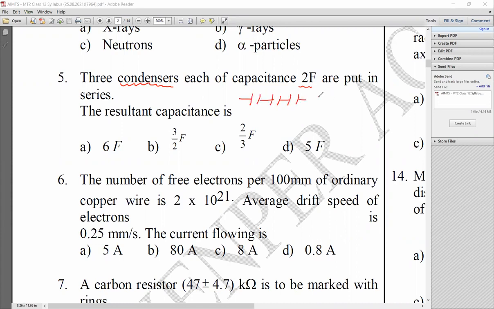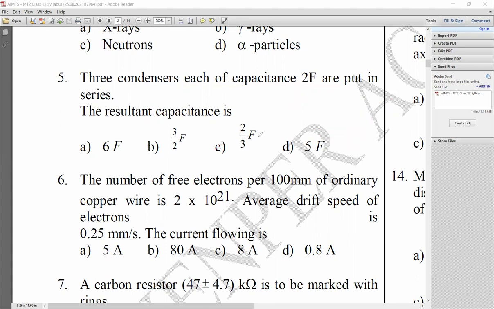I want resultant. That means 1 by C equivalent will be 1 by C1 plus 1 by C2 plus 1 by C3. That means 1 by 2, 1 by 2, 1 by 2. That means 3 by 2. So C equivalent will be 2 by 3 farad. Okay. Easy question. Next, number 6.